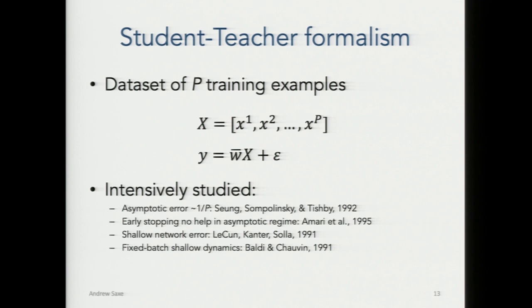So within this framework, you can draw a data set of p training examples. Again, those inputs are just drawn from a random Gaussian distribution. And then you run them through the teacher's weights, w bar, and you add noise. And this gives you your data set of your inputs x and your targets y. So these models have been extensively studied before. There's lots known about them. And here we're going to be explicitly focusing on a particular regime of interest called the high-dimensional regime.